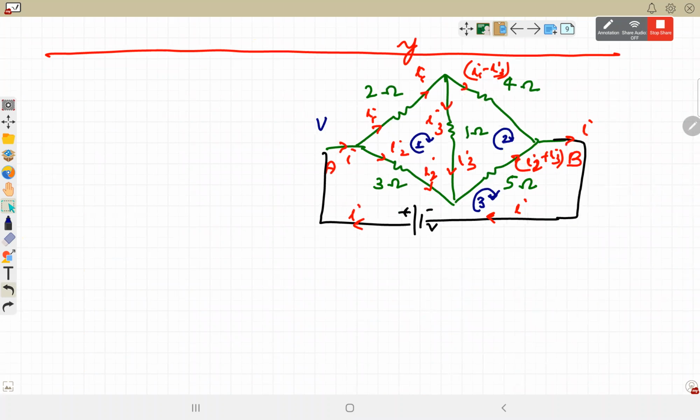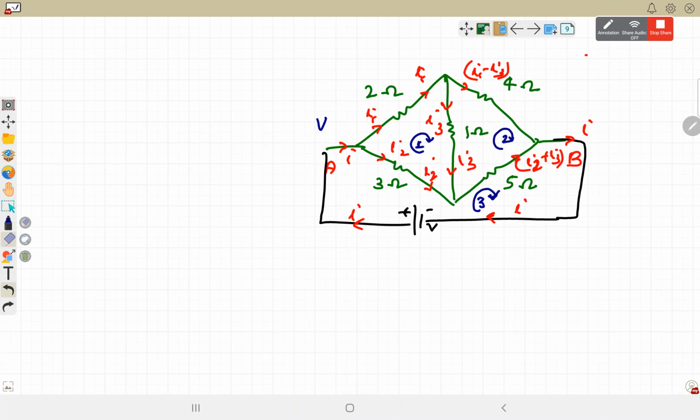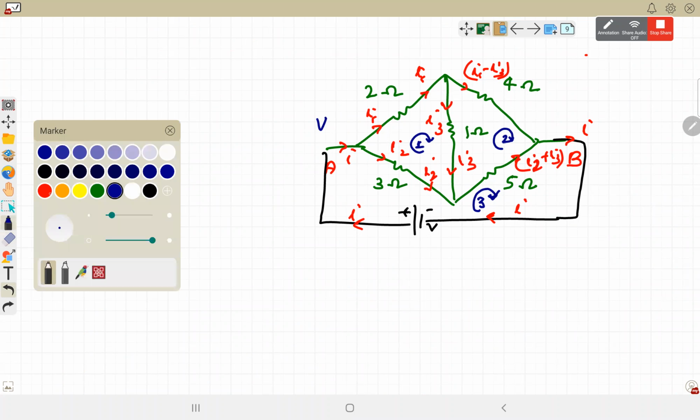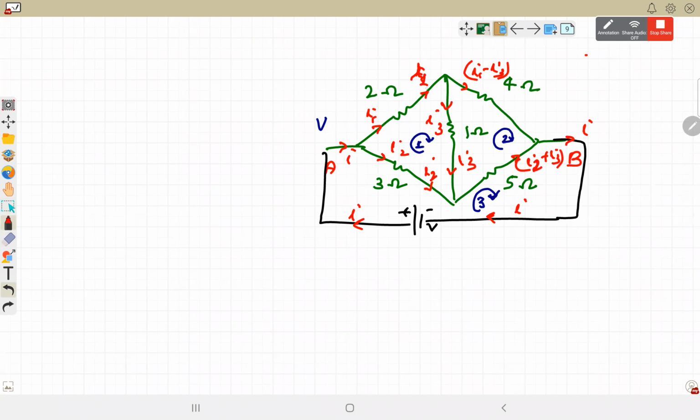So in this circuit, we have to find the equation of each loop, and then find the value of I1 and I2 in terms of V. Equation for loop number 1.